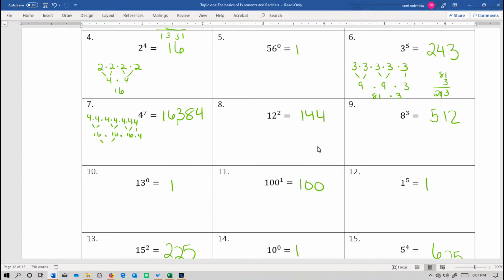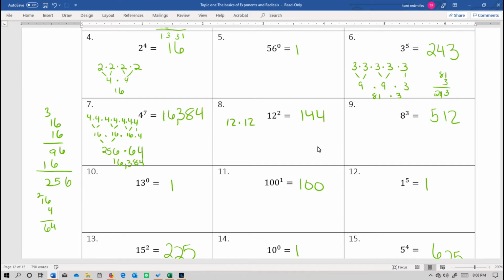16 times 16. Okay, I'm going to do the math over here since that is not one that we were supposed to memorize. 6, 7, 8, 9. Get underneath the 1. That's 256. Now let's do 16 times 4, which is 64. And now let's multiply these two together, which after you do that is 16,384.